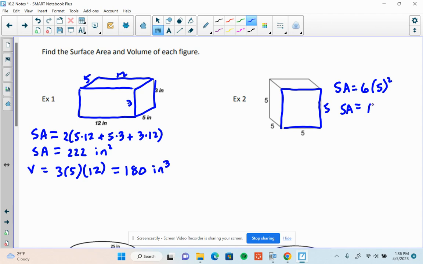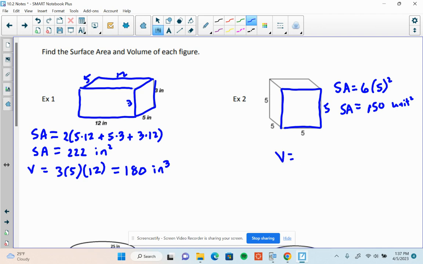Comes out to 150, and we don't have any units on that. So if we want, we can write units squared, or we can just leave it as 150, but it would be square units, 150 square units. Let me make that 5 look a little bit better. And there we go. Okay, volume.